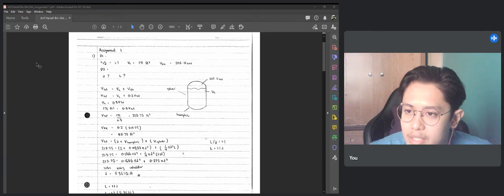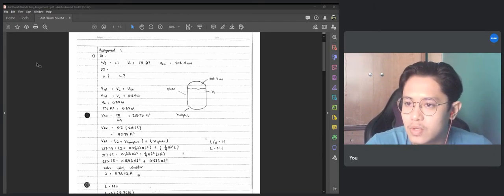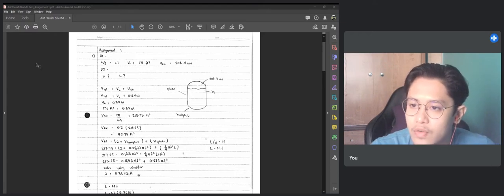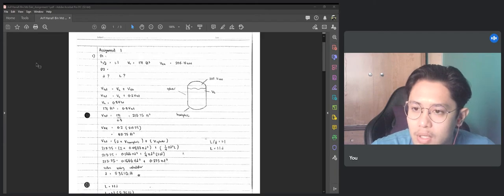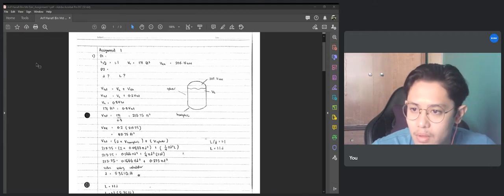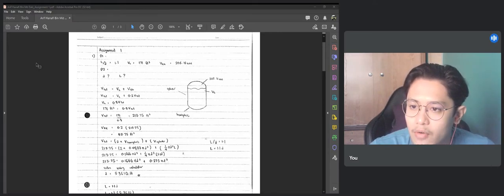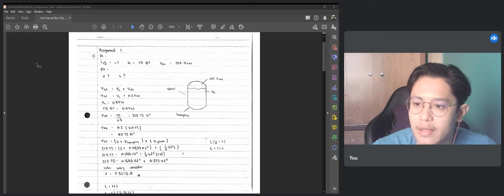So today I will present about assignment 1. For the first question, the data given is L over D equal to 1.1 and volume of liquid equal to 171 feet cube, and the volume for ruang kosong equal to 20% of the volume total. In this question, we need to determine the diameter of the tank and the length of the tank.